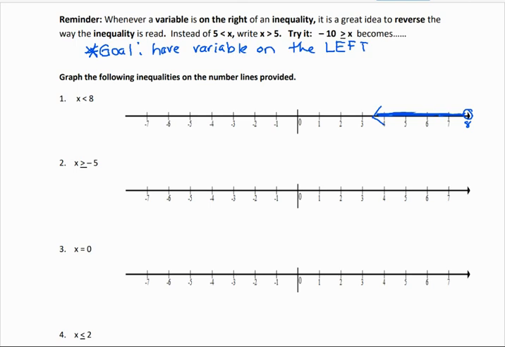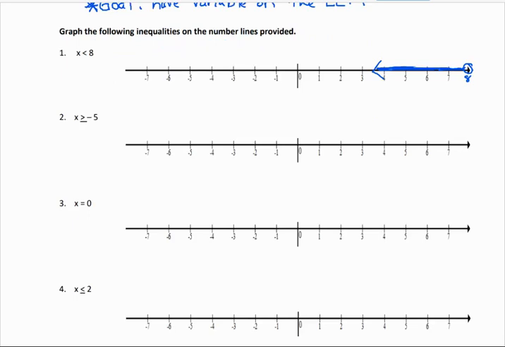And so for the next one, hold on. Let's just finish number 1. Is everybody okay with number 1? Okay. So if we go to number 2, we have x is greater than or equal to -5. So I'm going to go to -5, and I first say, do I have an open or closed circle? Closed, because it's saying greater than or equal to. So I have a closed circle.